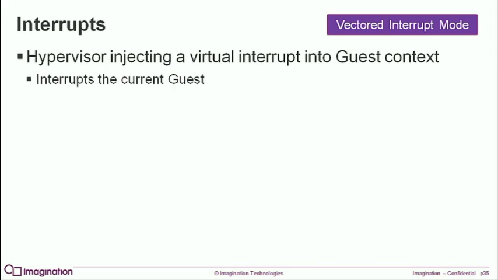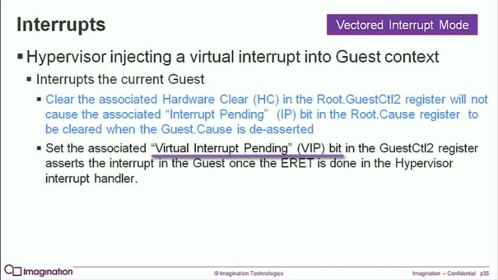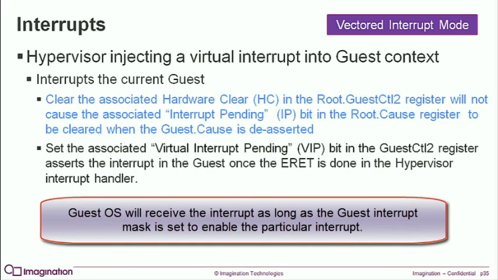If the hypervisor wants to cause an interrupt in the guest, it should make sure that the hardware clear bit associated with the virtual interrupt pin is not set, since there was no external interrupt. Next, the hypervisor will set the associated bit in the virtual interrupt pending field of the root guest control 2 register. Once guest execution is enabled, the guest OS will receive the interrupt as long as the guest status IM field is set to enable the particular interrupt.